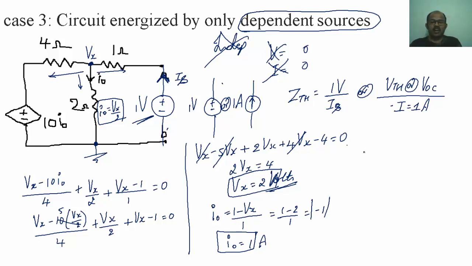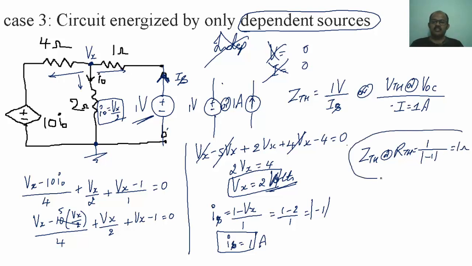Because how I can calculate ZTH or RTH? So, how I can calculate RTH? RTH equals to what is the value of voltage that you assumed? That is 1 volt divided by what is the short circuit current? That is Is. Is equals to minus 1 under modulus. Since the resistance can't be negative because each and every element is a passive element, resistance can't be negative. So, you have to take a minus sign.